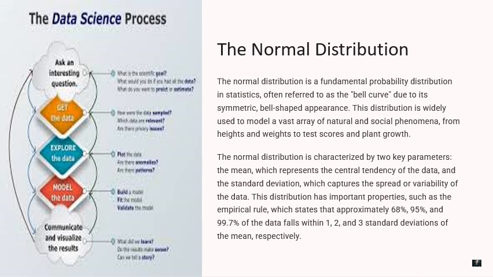The normal distribution is characterized by two key parameters. They are mean and standard deviation. The mean represents the central tendency of the data, and the standard deviation captures the spread or variability of the data. This distribution has important properties such as the empirical rule, which states that approximately 68%, 95%, and 99.7% of the data falls within 1, 2, and 3 standard deviations of the mean respectively.